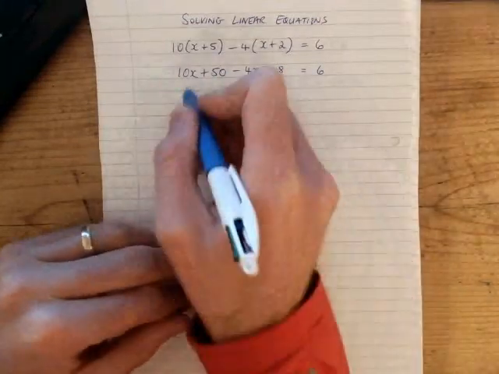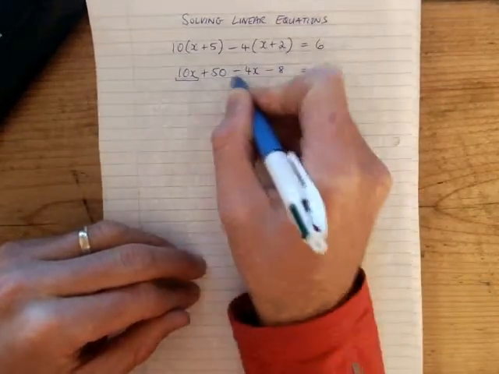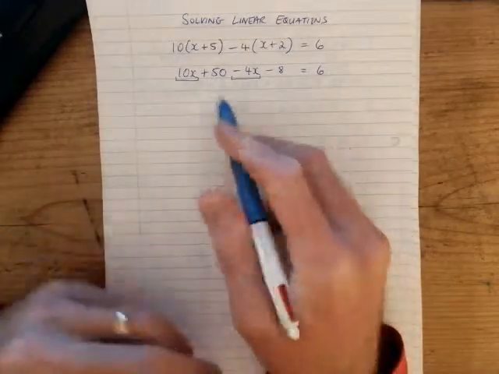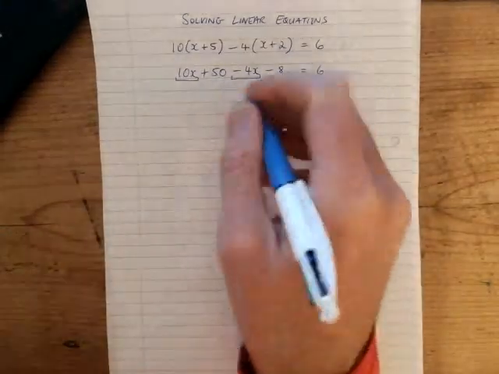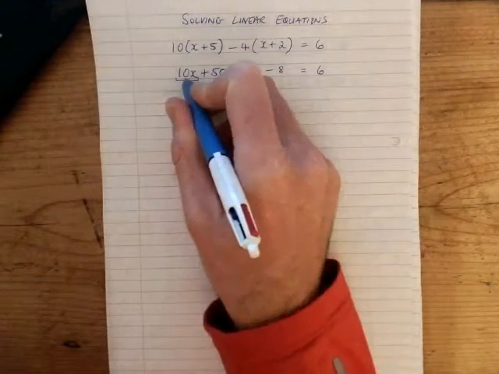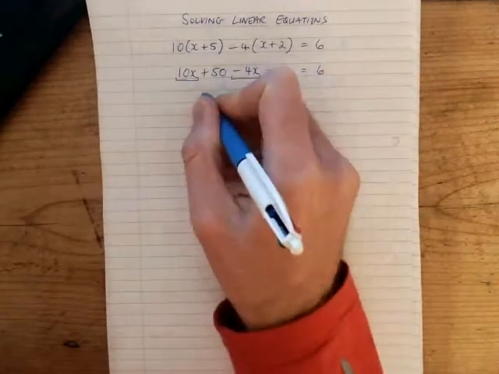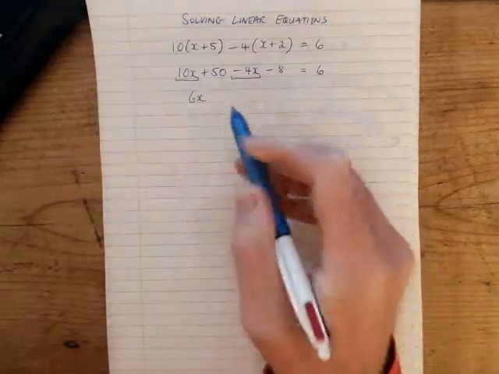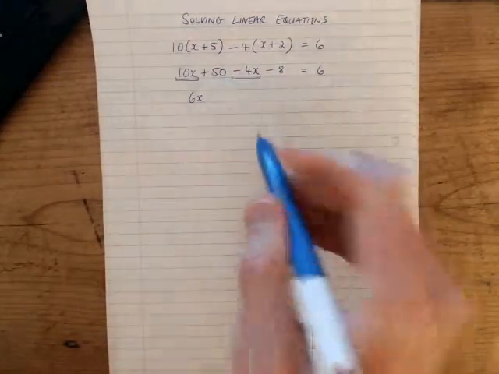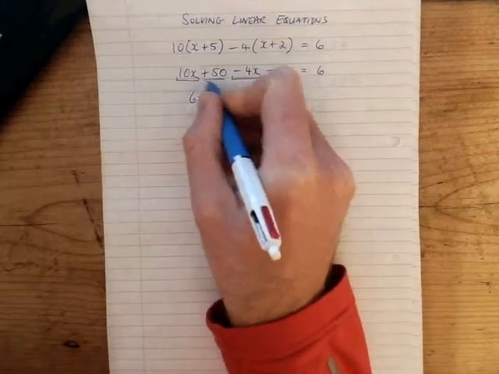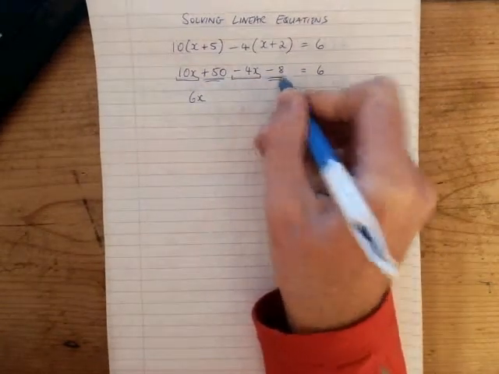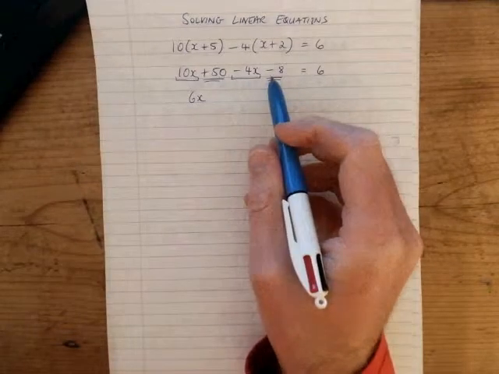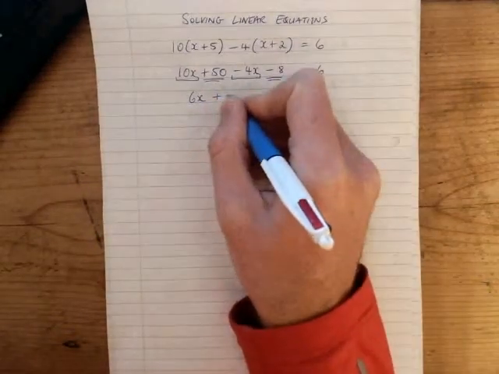So as you can see there, 10x and minus 4x are like terms. They have the same variable. So 10x take away 4x, you have 10 of them, you want to take away 4 of them, that leaves us with 6x. And then we also have like terms where we have the plus 50 and the minus 8. Plus 50 take away 8 is plus 42.